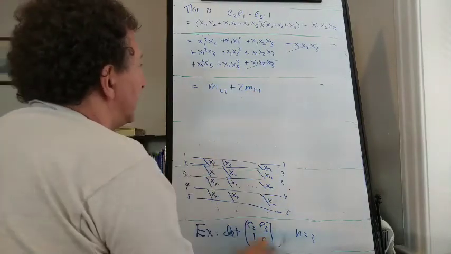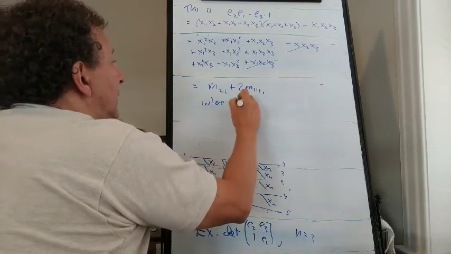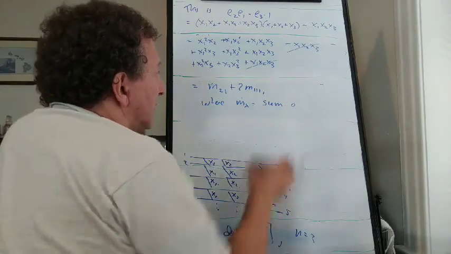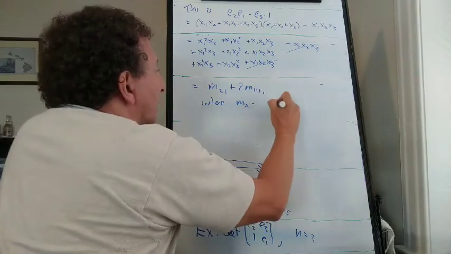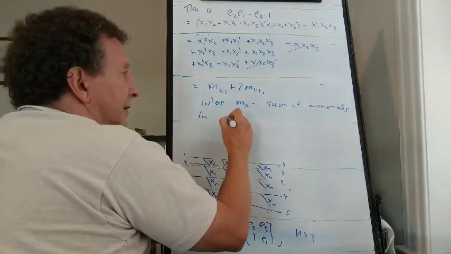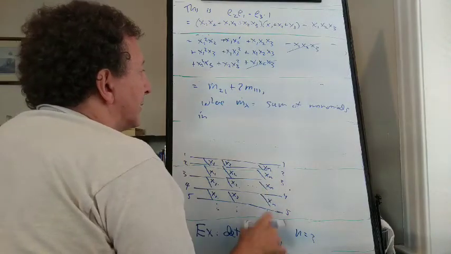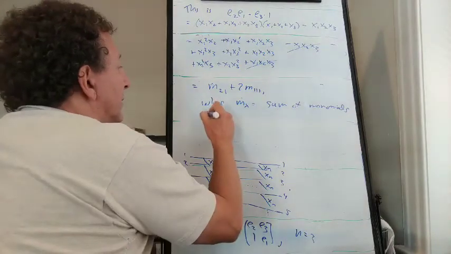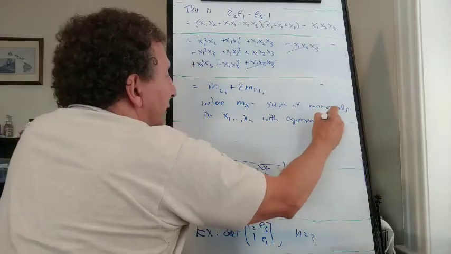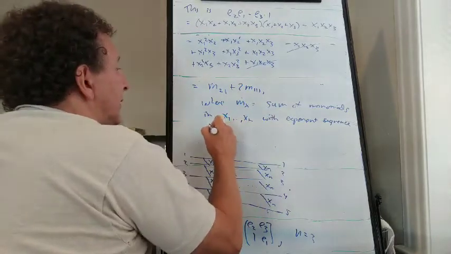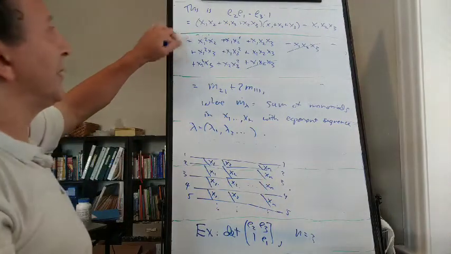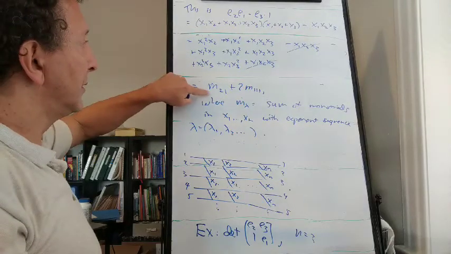So in general, where m_λ equals the sum of monomials in x1 through xn with exponent sequence λ1, λ2, etc. Just shorthand, so I don't have to write all of these. One variable squared, one variable to the first monomials.